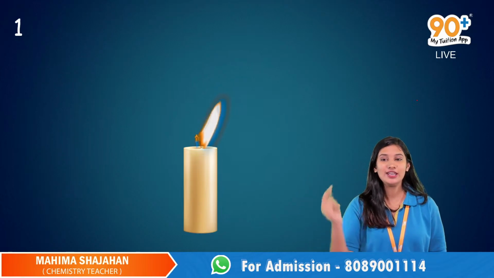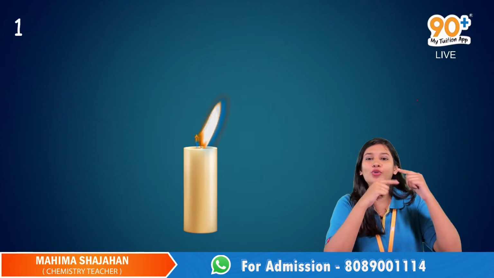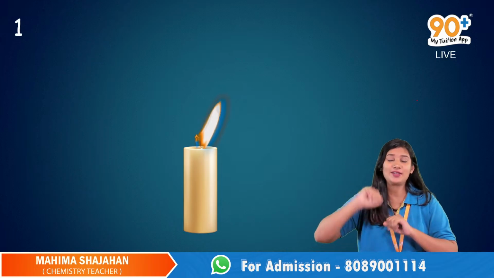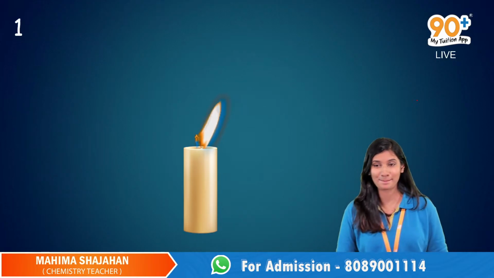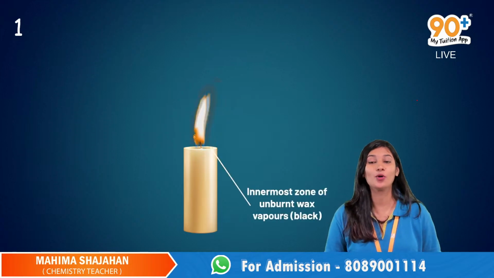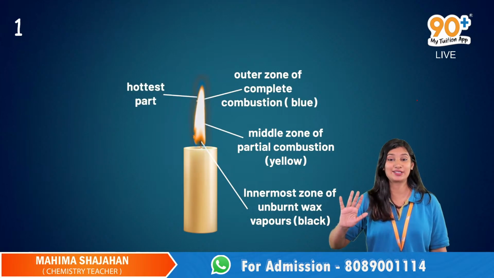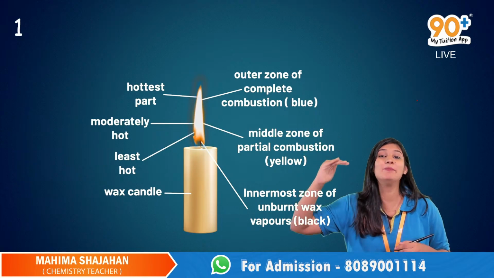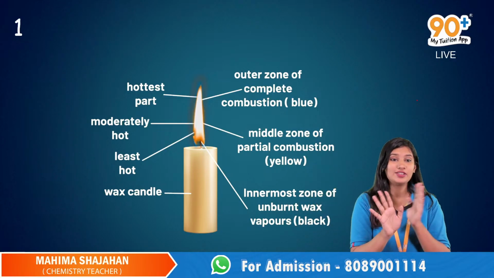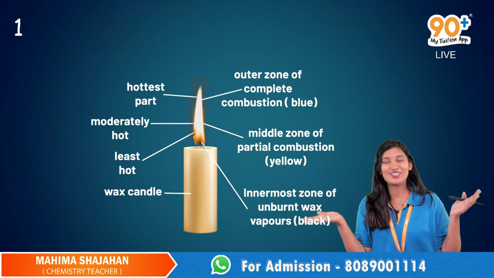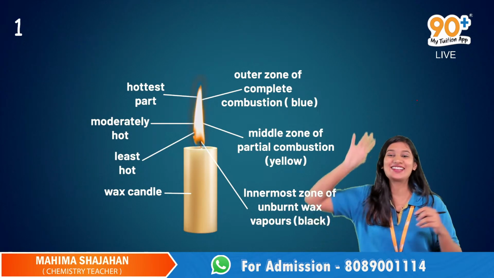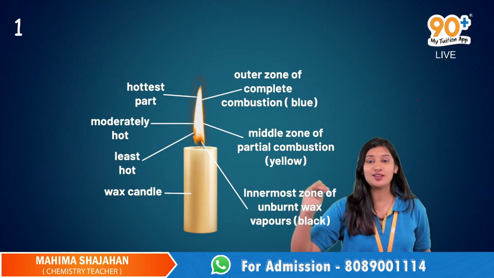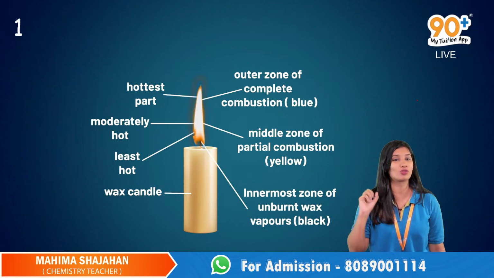Now, this candle has got different zones. Let's check in detail what the different zones of a candle are. The candle has 3 zones. There is an outer zone, a middle zone, and an innermost zone. Okay, there are 3 zones.